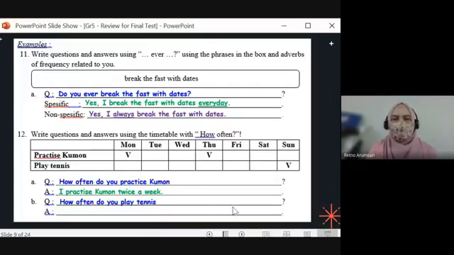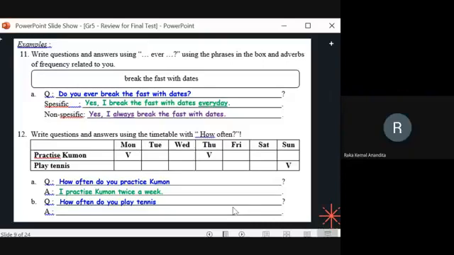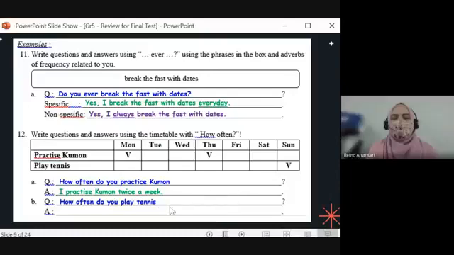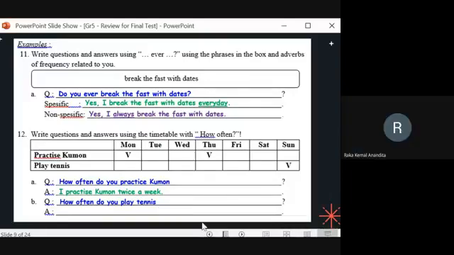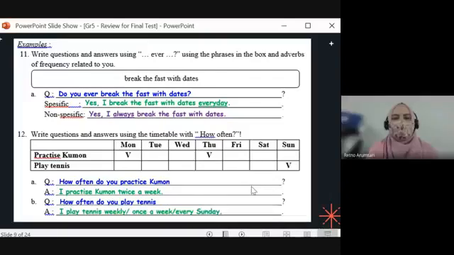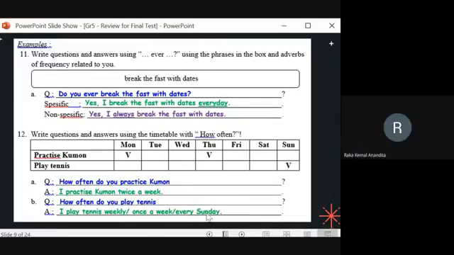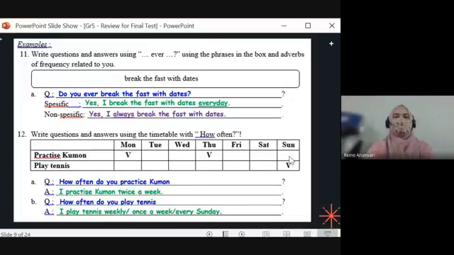Do you play tennis, Raka Kemal? No. The question is, how often do you play tennis? What's the answer? The answer is, I play tennis once a week, or weekly, or every Sunday. Yes, well done, Raka.